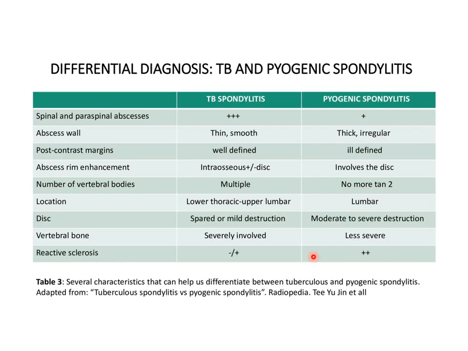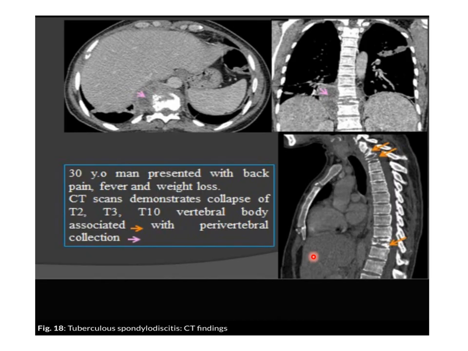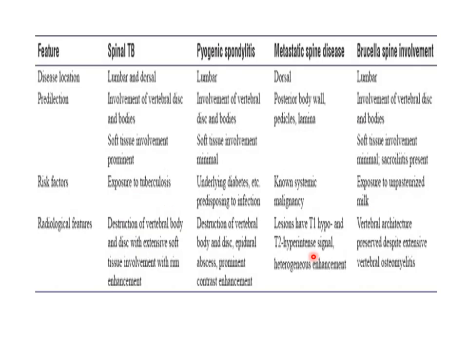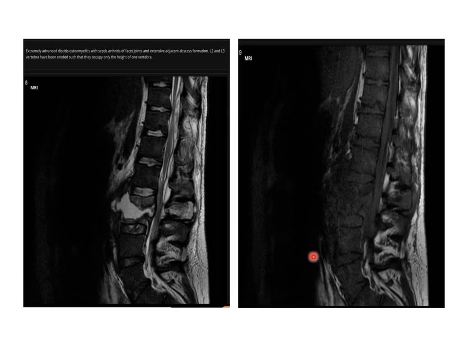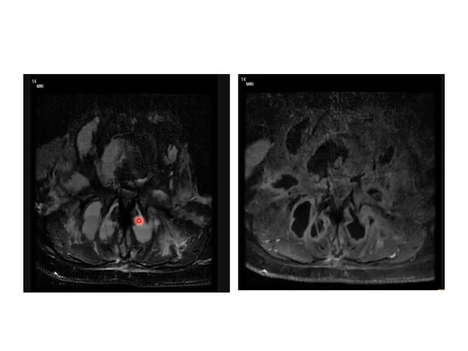This is also different. We should differentiate it from pyogenic spondylitis. Pyogenic spondylitis will cause more destruction. This is it. The pyogenic will have more involvement of the intervertebral disc, as we see here, and the abscess formation will have a thick wall like that. This is abscess formation, and on enhancement, it will be a thick, irregular wall of enhancement.